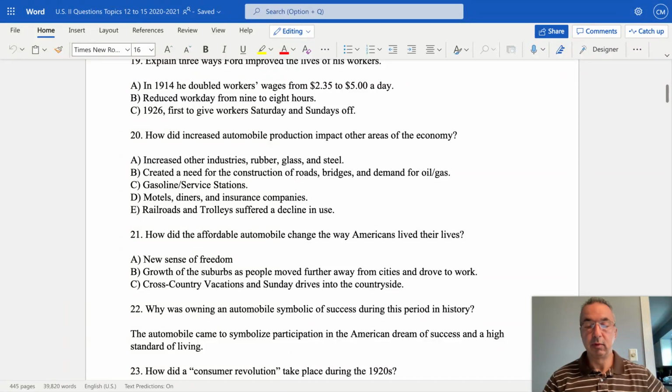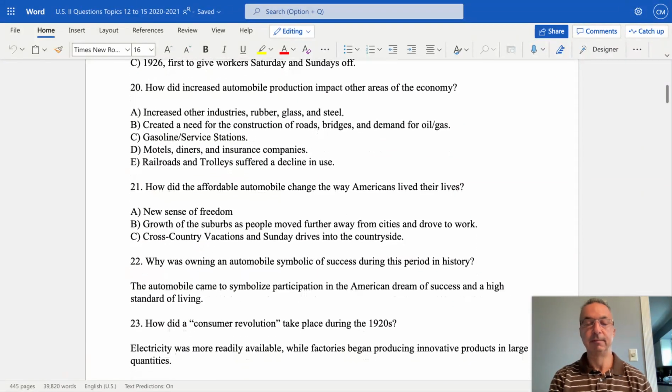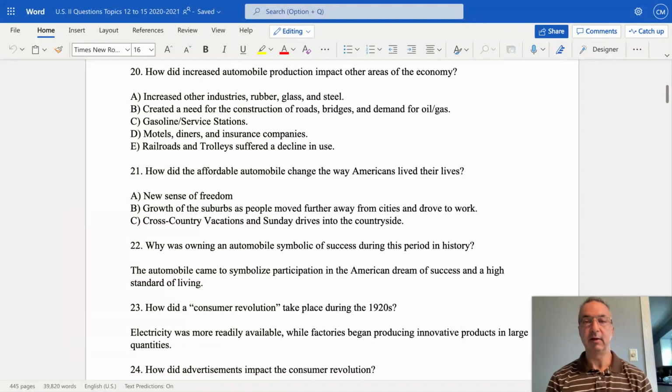23, how did a consumer revolution take place during the 1920s? Well, think about revolution first as a word that's a complete change, and consumer, kind of add that to the revolution. So when you think about electricity, that was becoming more widely available during this period of time. This made products for your home a little bit more practical, obviously. Factories began producing innovative products in large quantities, as many more Americans now had electricity in their homes.